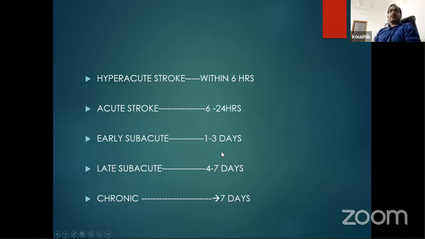We have different stages of stroke: hyperacute, acute, early subacute, late subacute, and chronic, depending upon the duration since onset. Within 6 hours, it is hyperacute. 6 to 24 hours, it is acute. 1 to 3 days, it is early subacute. 4 to 7 days, it is late subacute. And more than 7 days is chronic.